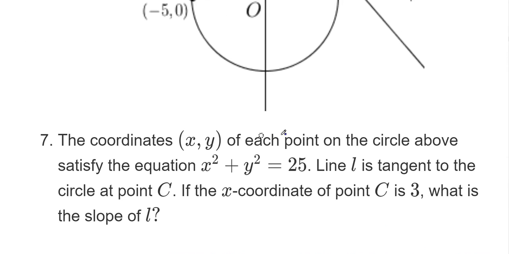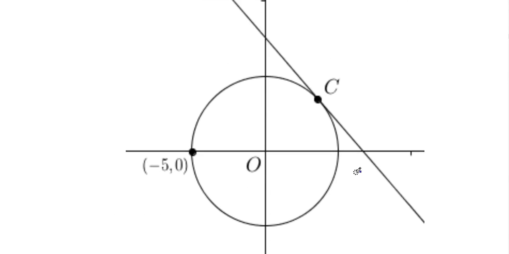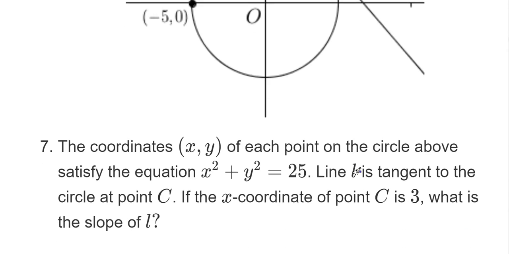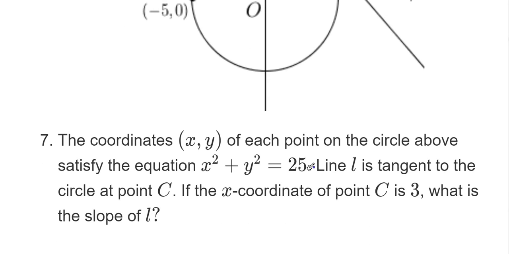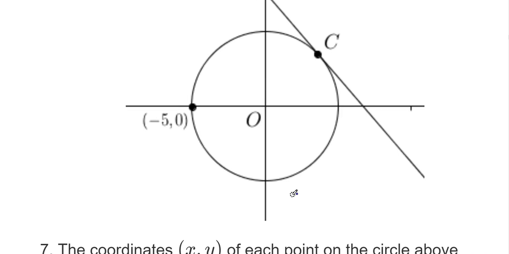Okay, the coordinates satisfy the equation x squared plus y squared is 25. L is tangent to the circle. The x coordinate of point C is 3. What is the slope of L? So it has to satisfy x squared plus y squared is 25. The x coordinate of C is 3, so this becomes 9. This has to be 16, which means the point is 3, 4.